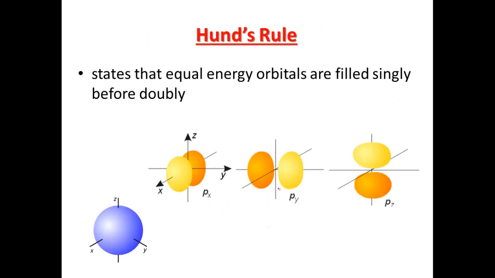And our third rule, Hund's rule, states that equal energy orbitals are filled singly before doubly. The idea here is kind of like if you can have your own room, you have your own room, and if you can't have your own room, then you have to share a room. But remember, 2 electrons is the maximum that can fit in any orbital.